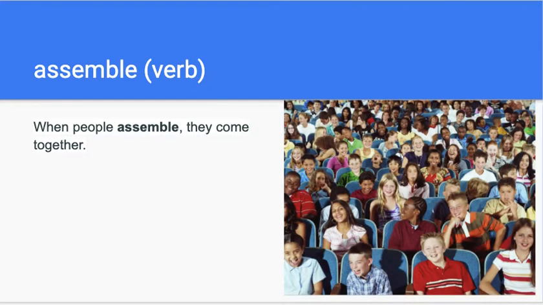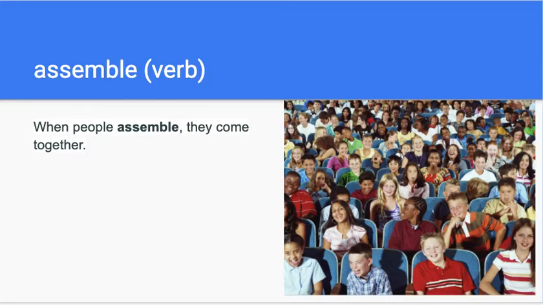The next word we have is assemble. Assemble is a verb, so it's an action word. And when people assemble, they come together. So you could write for your definition, to come together. Seems like the same thing as if you were to put together a Lego kit or something like that. You would assemble it and make it come together.